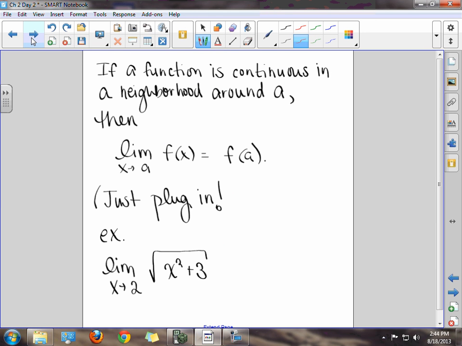This is a lot of times what you're going to think about when you're evaluating limits, or at least this is the first thing you're going to check. So if a function is continuous in a neighborhood around a, or you could really say it's continuous at a, then the limit as x approaches a is just the function value. So you're just plugging in.